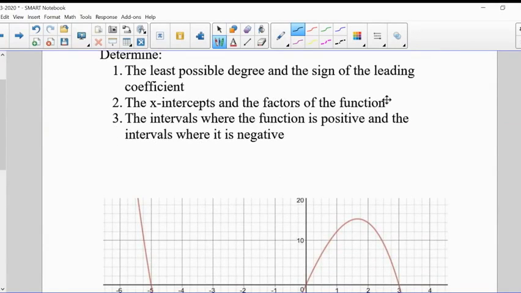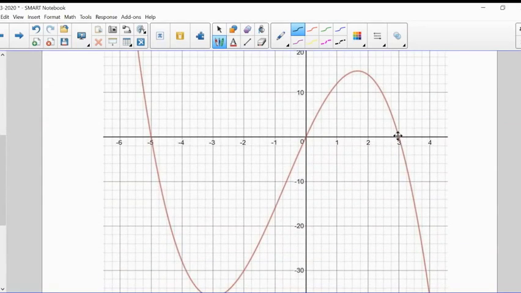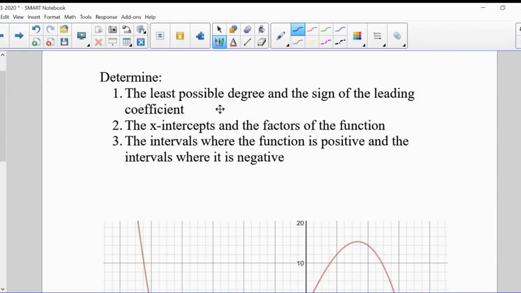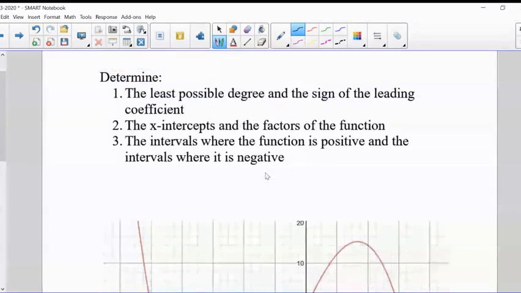And it says the least possible degree and assign a leading coefficient. Okay, so look at this function. It obviously has 3 zeros. Hopefully that's obvious. So when it says what's the least possible degree of the function, and the sign of the leading coefficient, just count the number of zeros, because you cannot have a degree which is less than the number of zeros. So the least that this could be would be a degree 3.